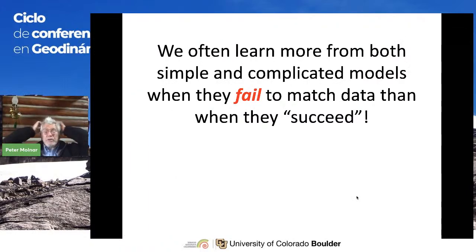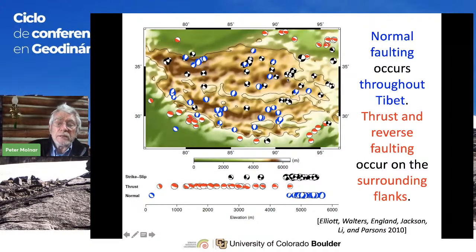Well, I want to change direction a little bit and say that often we learn more when models fail, both simple or complicated models, when they fail to match the data, than when they succeed. And let me take you back to Tibet. This is Tibet, the Tibetan Plateau, and you have normal faulting throughout the Tibetan Plateau. These symbols show you fault plane solutions of earthquakes within Tibet, and the blue are showing normal faulting. And throughout the high plateau, you have normal faulting and east-west extension.